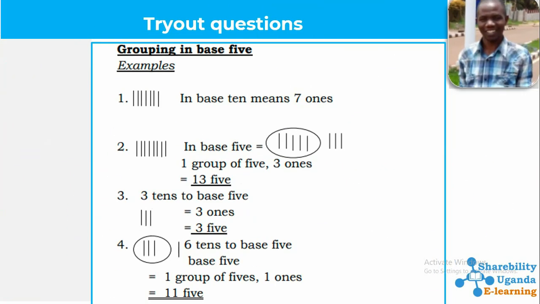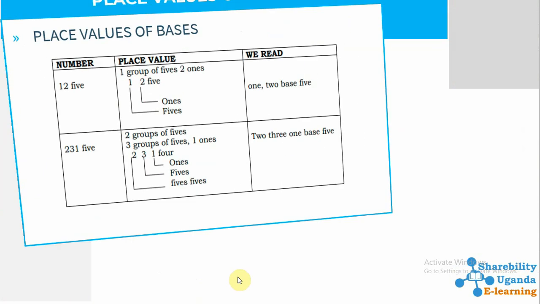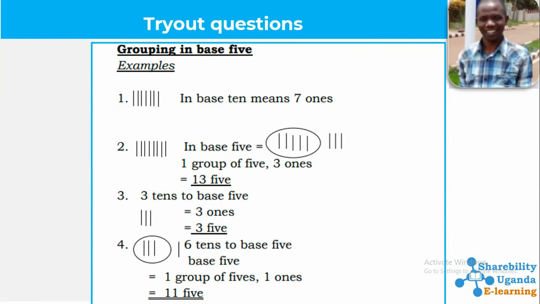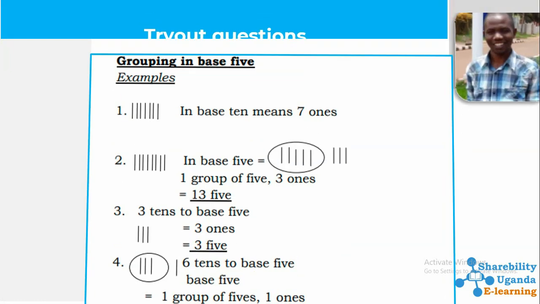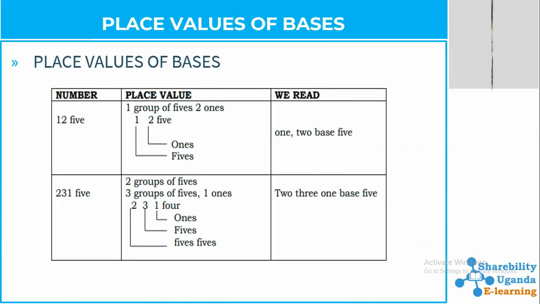This simply means 6 what? It is 6 tens to base 5. So that simply means one group of 5s, then one group of 1s. So for this we will have grouped these numbers according to bases. Okay, hope everyone is making it.